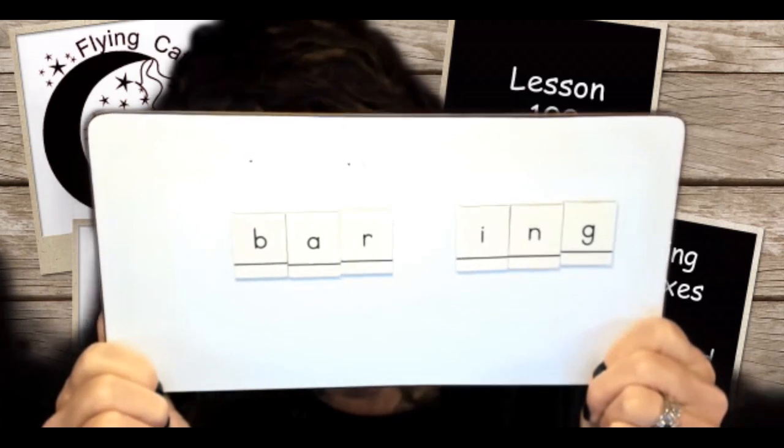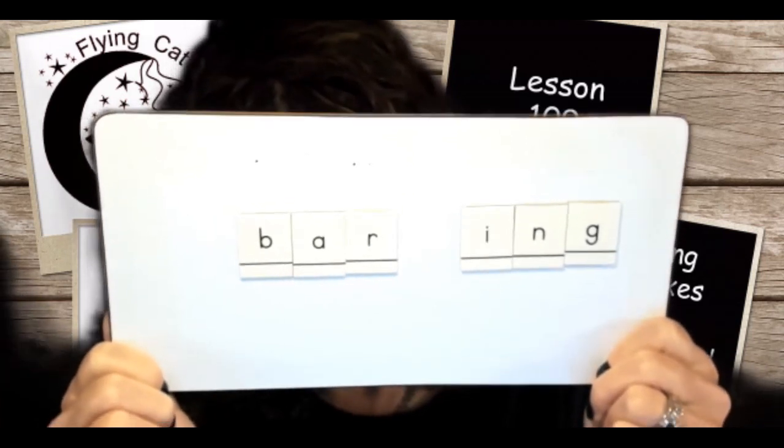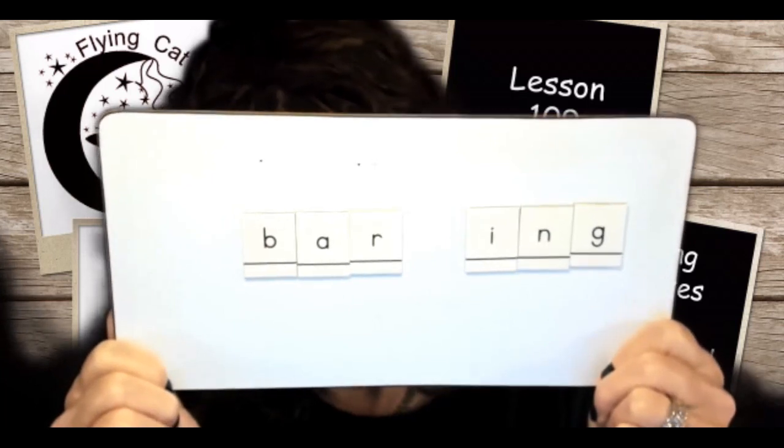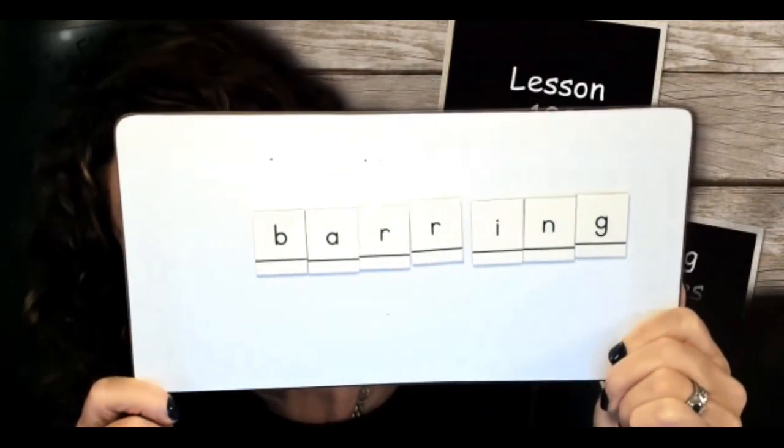How would you spell barring? What's the great rule that comes in for closed syllables when we're adding a suffix that starts with a vowel? Well, that would be the 1-1-1 rule. Did you tell your teacher that you will double the R? And that's exactly how it works.